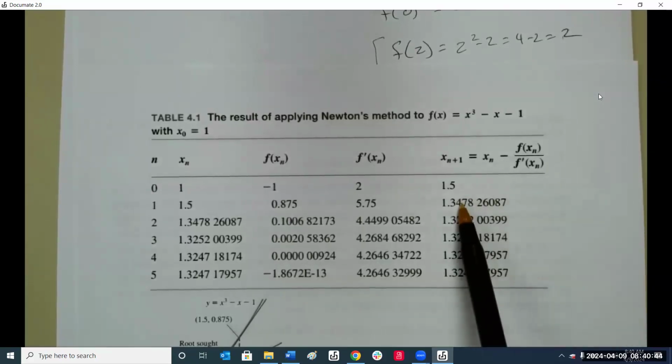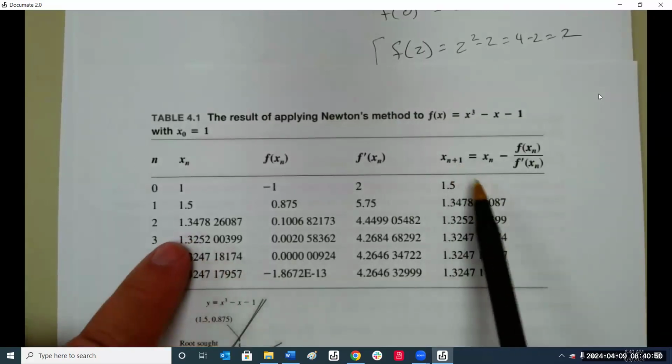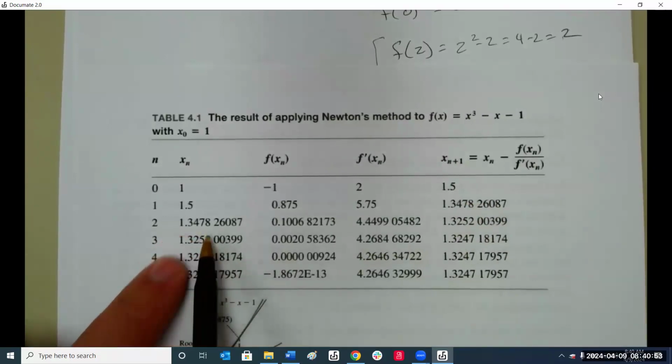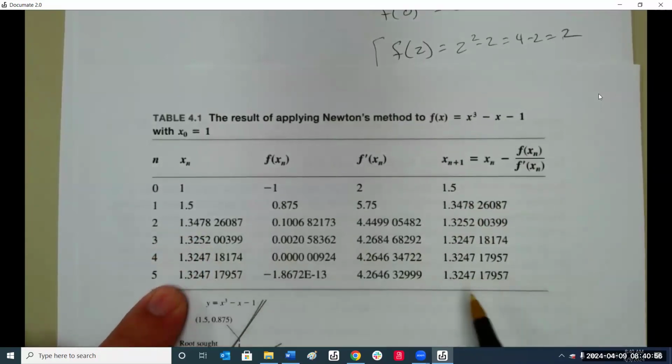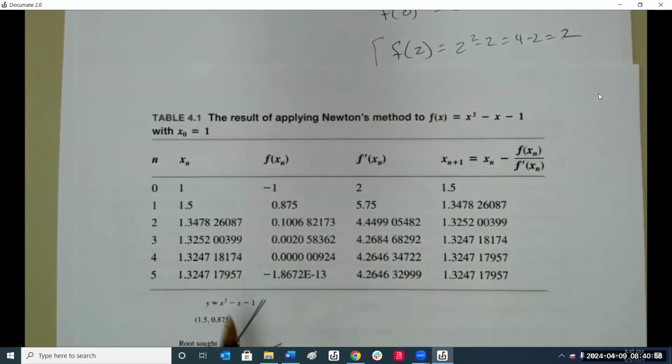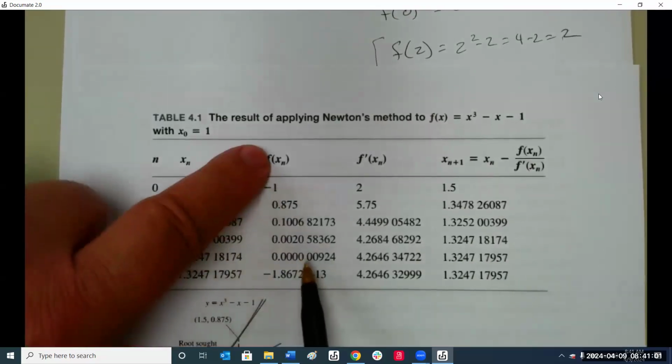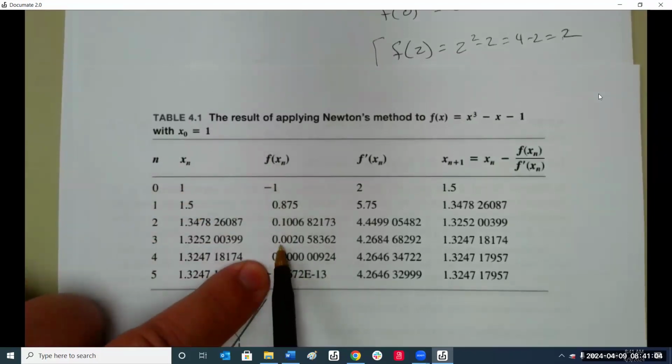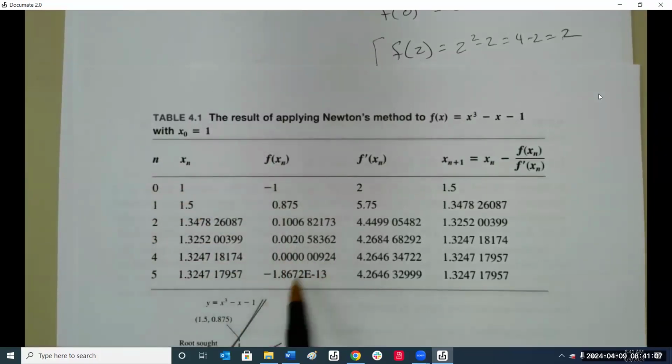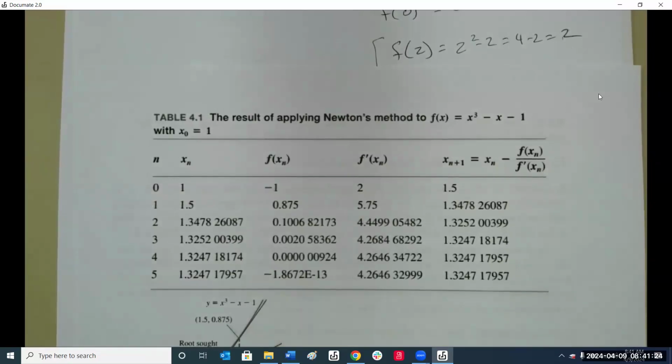At each step, this x value, which is the x sub n plus 1, is now your next input, but it's getting closer and closer and closer to making your final answer 0. You notice the answer here is the f value. You see how small it's getting? 0.002, 0.000009, negative 1.8 times 10 to the negative 13. So it'll have a decimal with 12 zeros, 1.8. So this is close enough to 0. And that's the whole process.